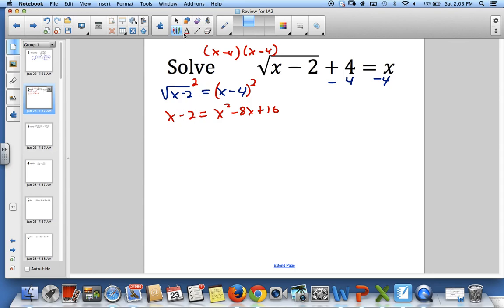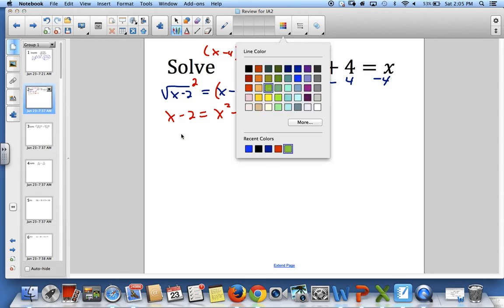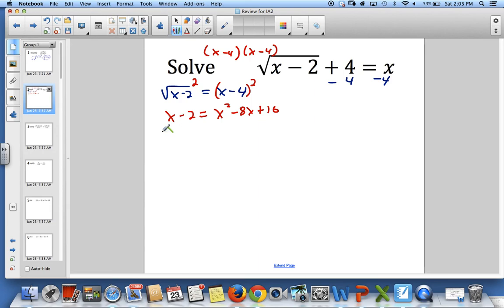So what I'll do is I'm going to subtract x from both sides, and then I'm going to add 2 to both sides, and then these guys are going to cancel, and I'm going to get 0 equals, and then this is going to be x squared. I forgot to add 2. X squared minus 9x plus 18 equals 0.